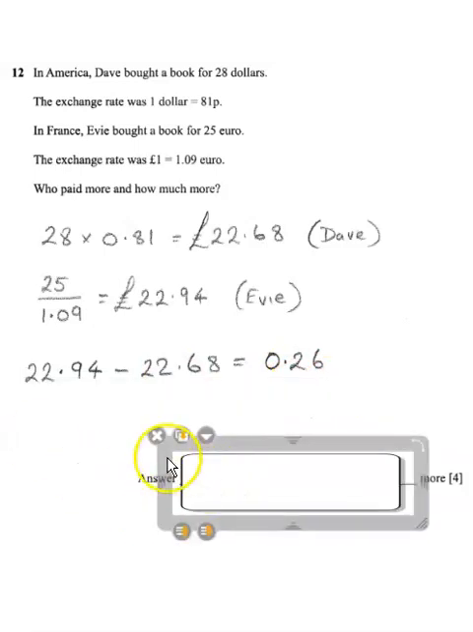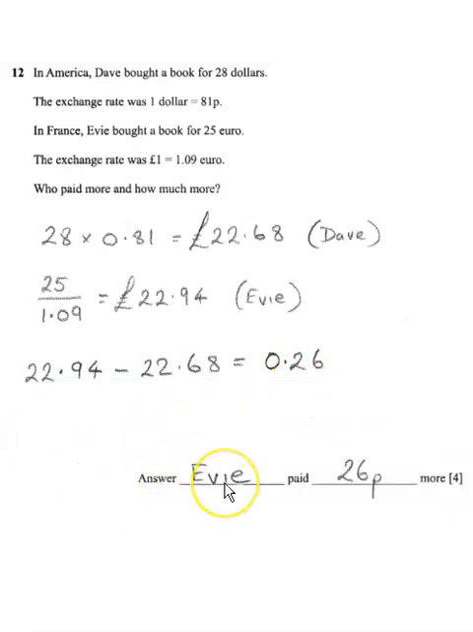So the final answer is that Evie paid more. You can see there that's a bigger value in pounds, and she paid more by 26 pence.